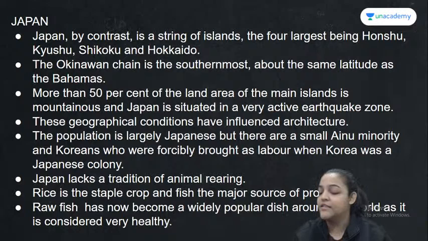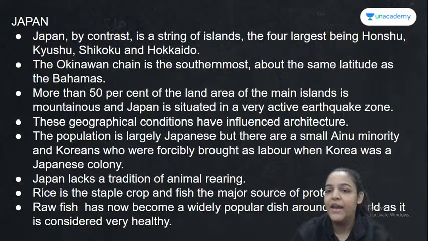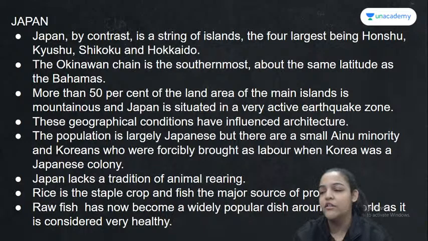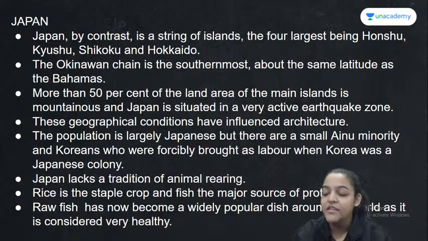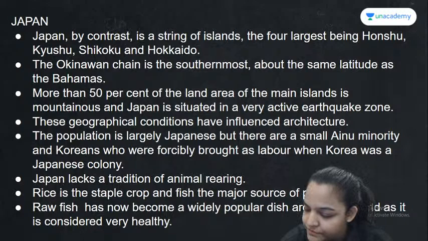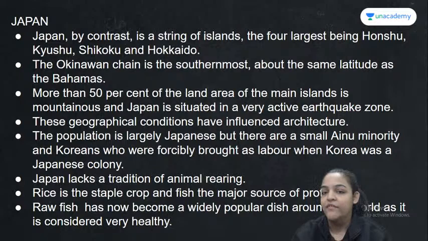Now 50% of Japan is actually located in an earthquake prone zone. So I'm pretty sure you must have heard about Japan facing earthquakes on an annual basis. And these earthquakes are not small ones. These are actually very destructive earthquakes, as in buildings have been destroyed, roads have been destroyed. And that is why their architecture is so influenced by this thing, that they are in an earthquake prone zone.